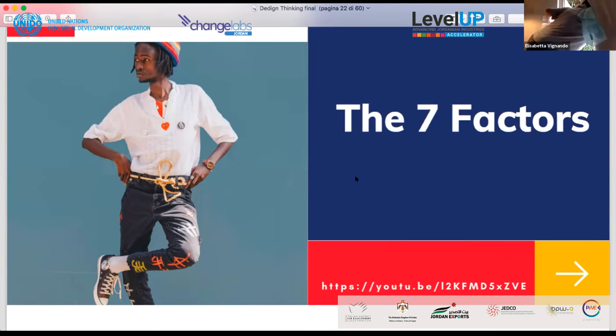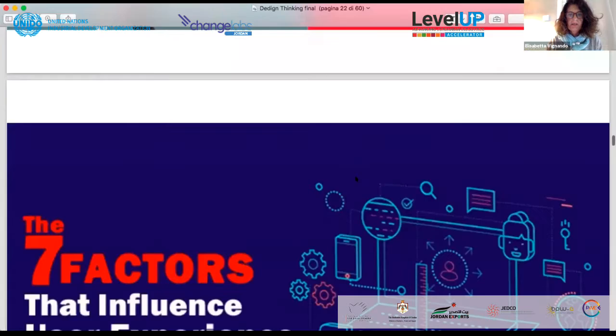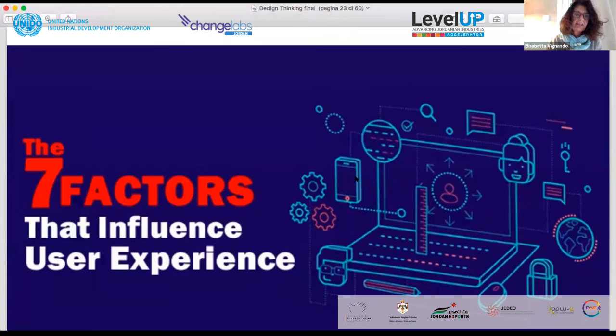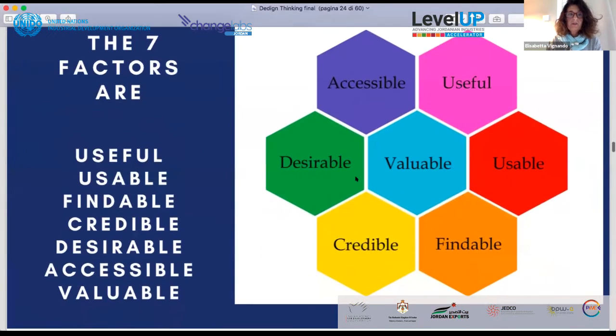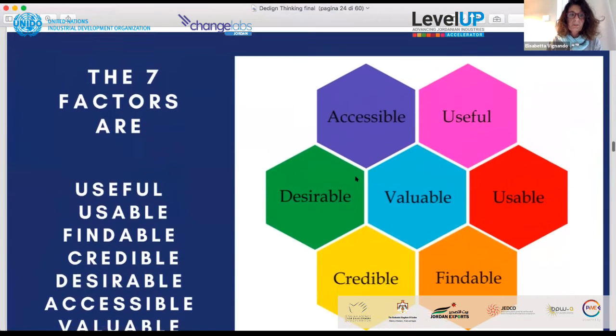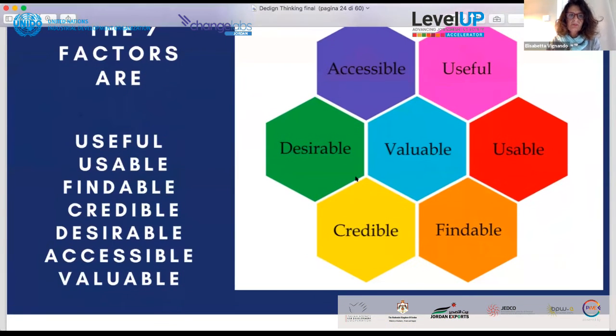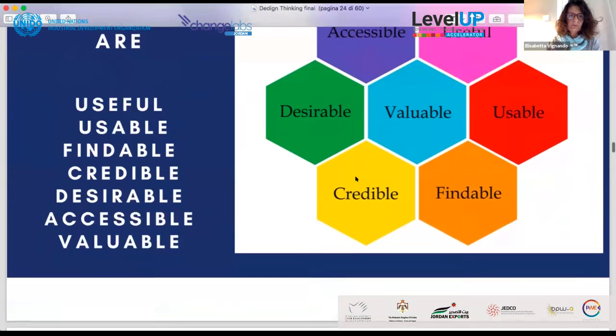It's focalized. Yeah, when the product is completely focalized on the end user. So the 7 factors that influence user experience: useful, usable, findable, credible, desirable, accessible, and valuable.